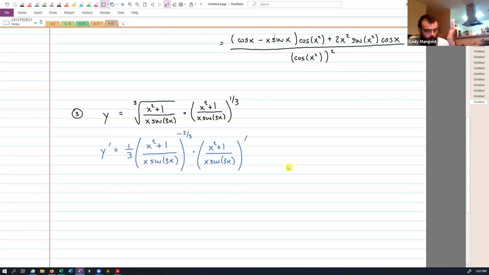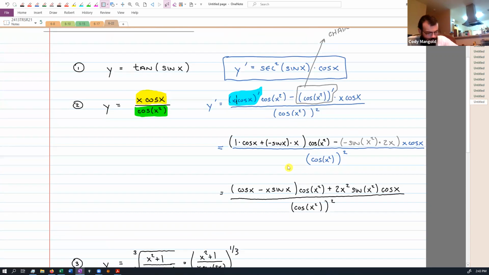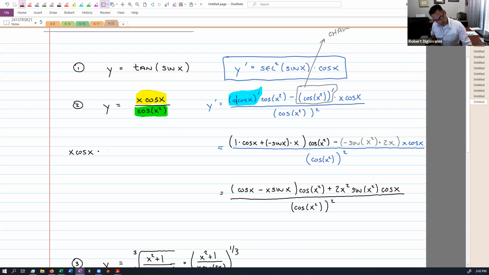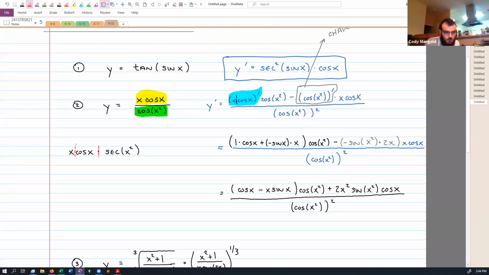I did actually have one question on two. Would we have still gotten the same thing if we just reciprocated that cosine of x squared at the beginning and then took it as x cosine x times secant of x squared? Yes, you could have. The only drawback to this is you're going to have a triple product.